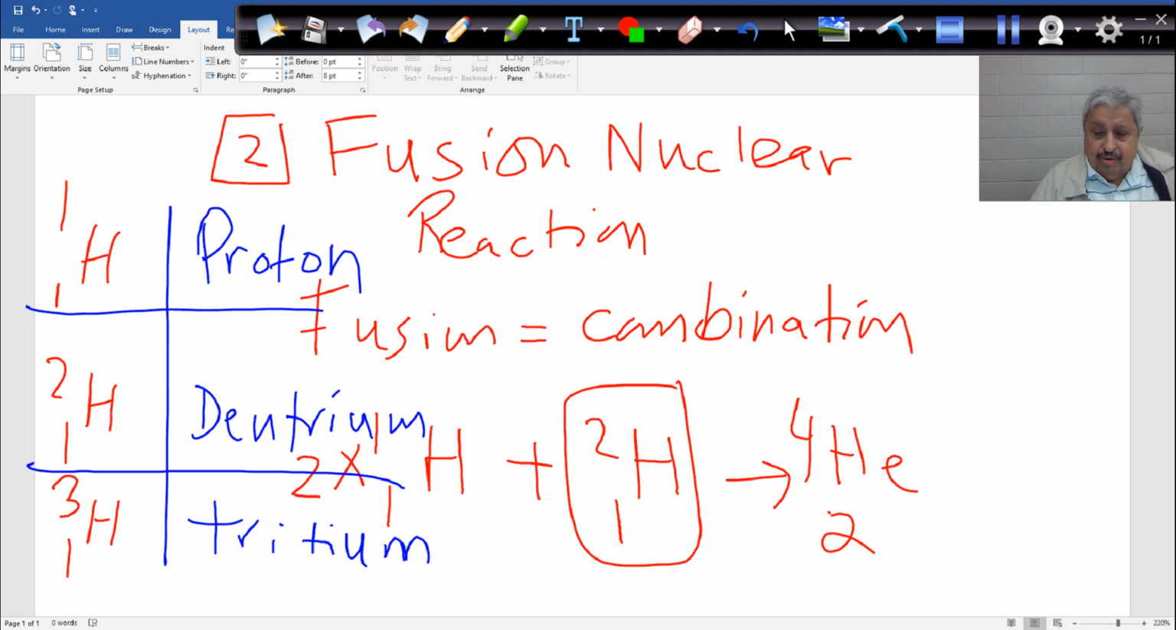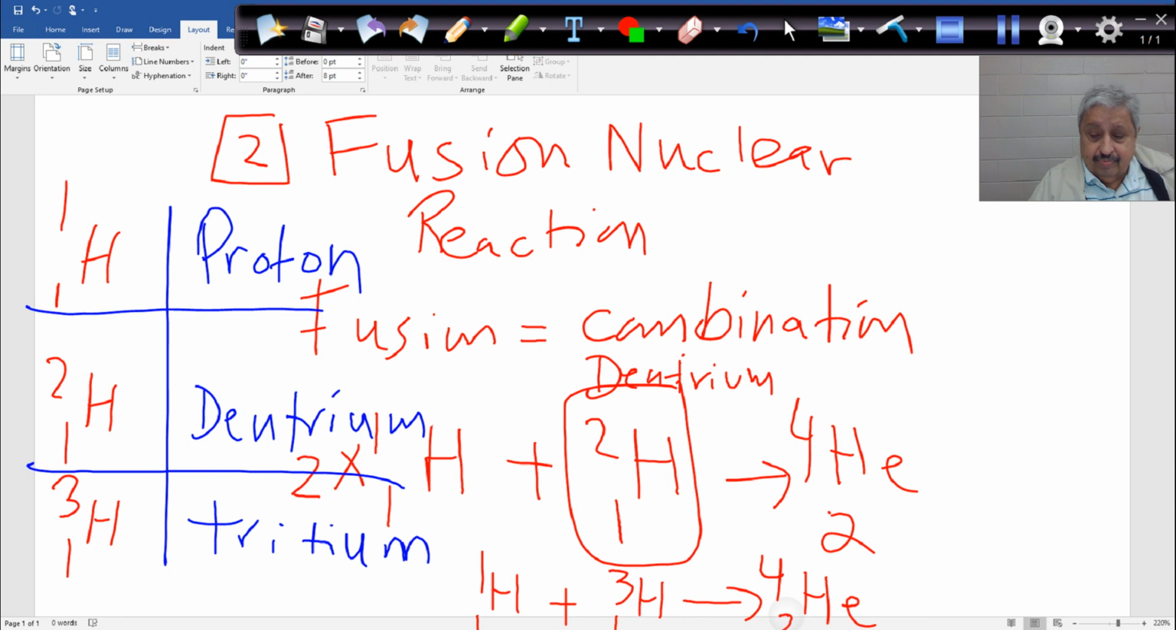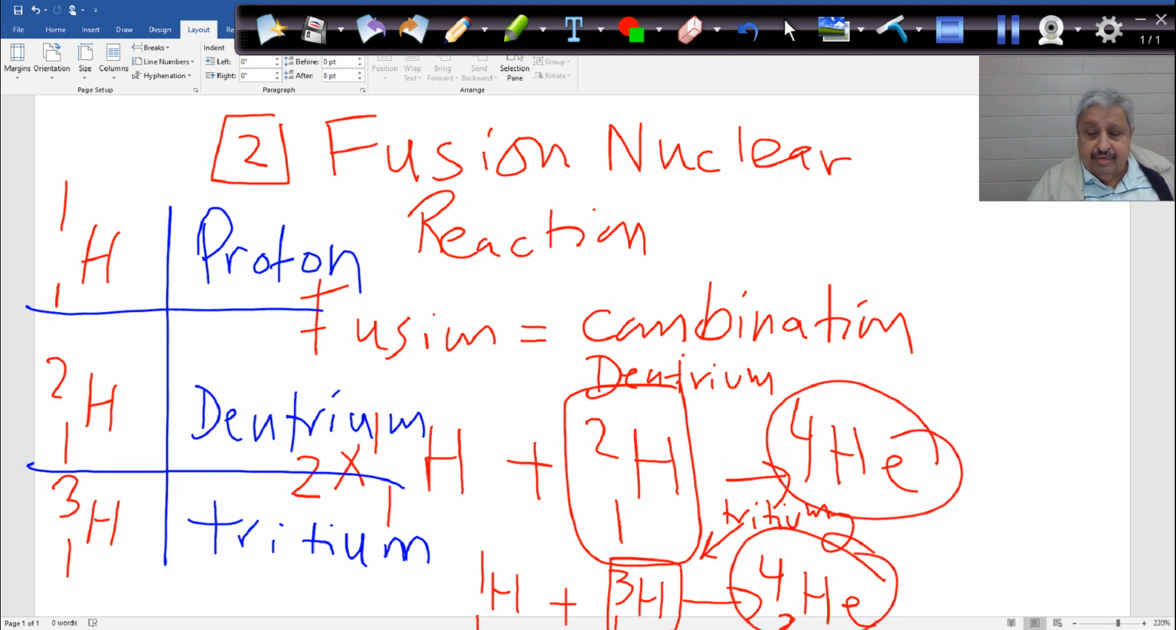We can say, okay, how about if I put a proton? This is deuterium, correct? Deuterium here. How about if I put this one here with tritium? This is the same thing. I get H4 and 2. Okay, and this is tritium. So all these combinations here are producing for me helium plus a lot of energy.